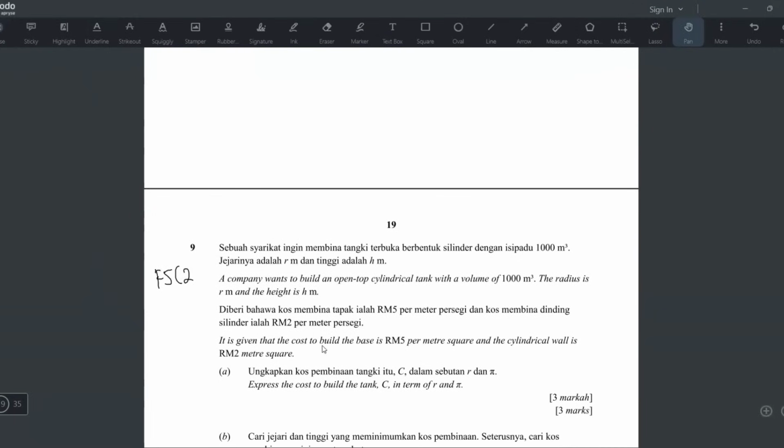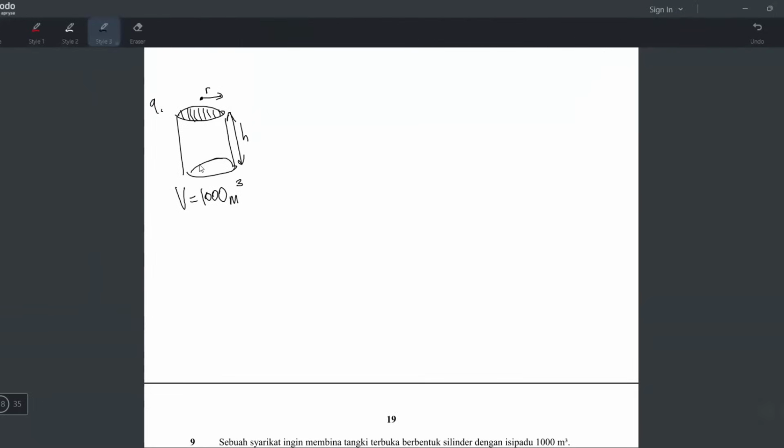And then there's more here. Given that the cost to build the base is 5 ringgit per meter square. What's the meaning? Oh, it means the base here, the cost is 5 ringgit per meter square. Okay, so I'll just use red color and mark it like this. RM 5 per meter square. So I'm sure later you have to find the area of the circle, because you need to know the area of the circle, then multiply by 5 to get the cost. Right? Because every meter square, you pay 5 ringgit. So if you find the total area of this space, then times 5, you get the total RM.